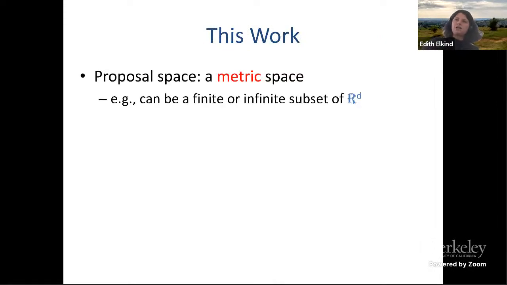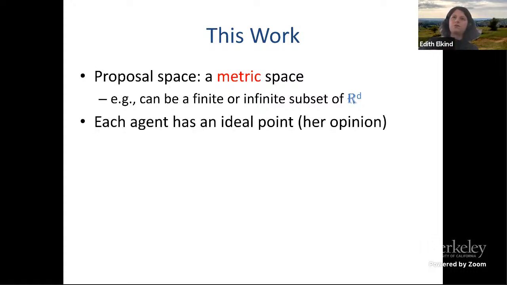Like in this classic work, we assume that there's a proposal space. It's a metric space, can be a finite or infinite subset of R^d, for instance. These are proposals that can be adopted by parties and by the voters. And each agent has an ideal point in this proposal space, which is her opinion. For instance, which fraction of the budget should be spent on education? Whether there should be a universal mask mandate or not, or something intermediate, this sort of thing.